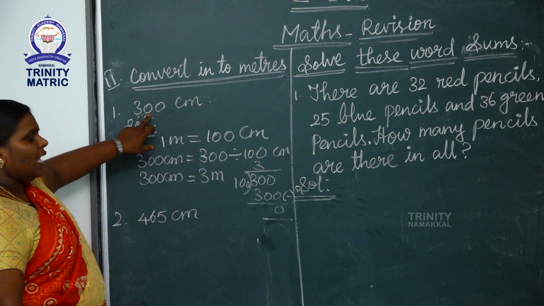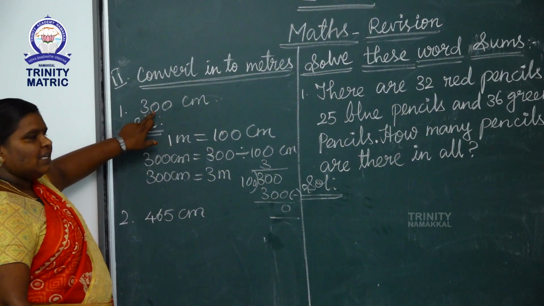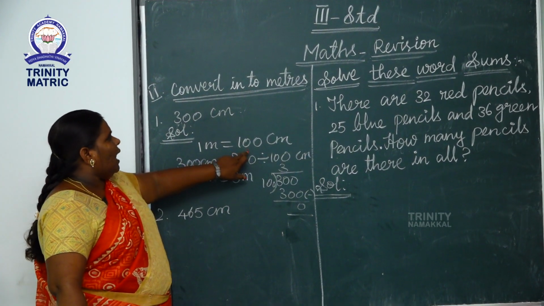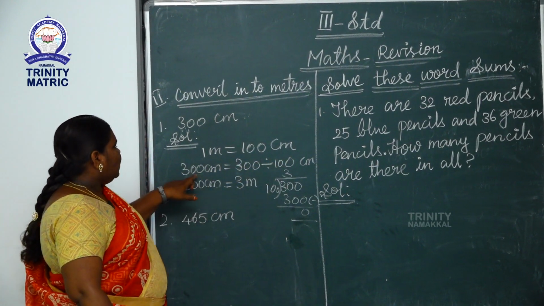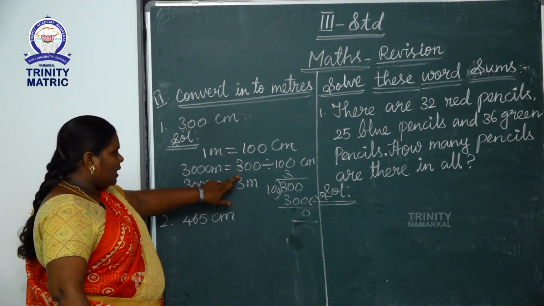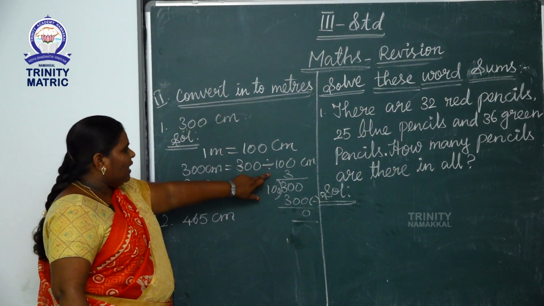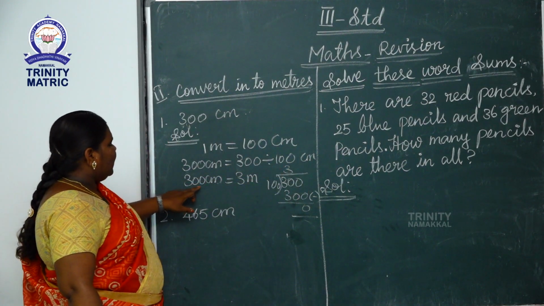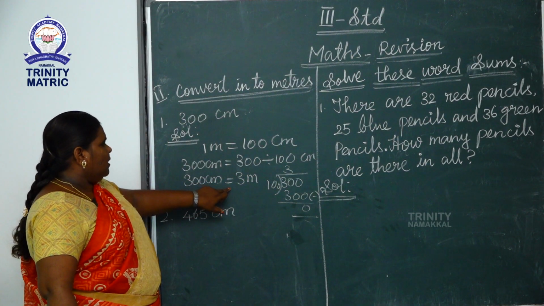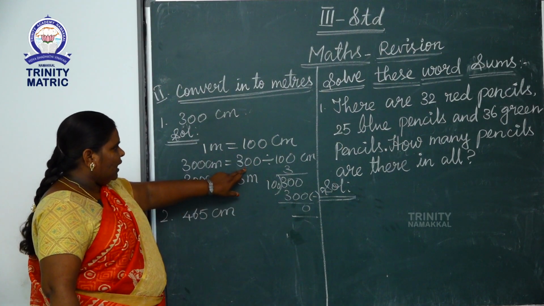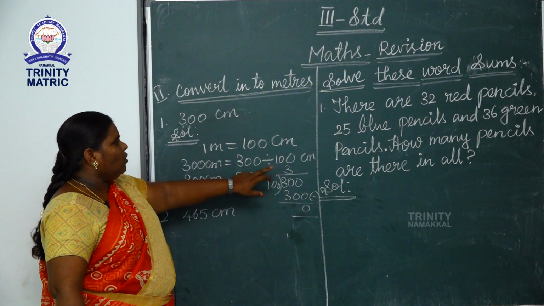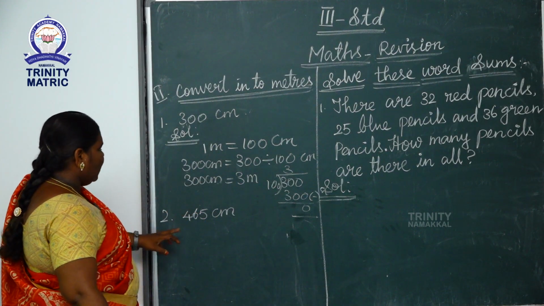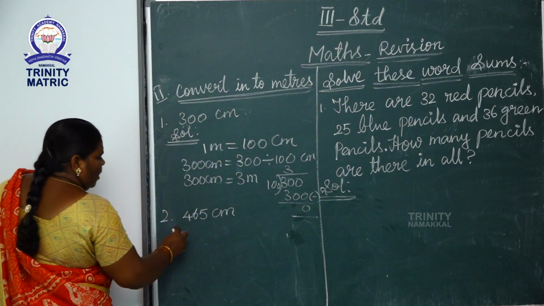I say again, the given sum is 300 centimeter. 1 meter is equal to 100 centimeter. 300 centimeter is equal to 300 divided by 100. 300 centimeter is equal to 3 meter. You divide 300 by 100. Are you clear, children? Okay, we see the next sum.